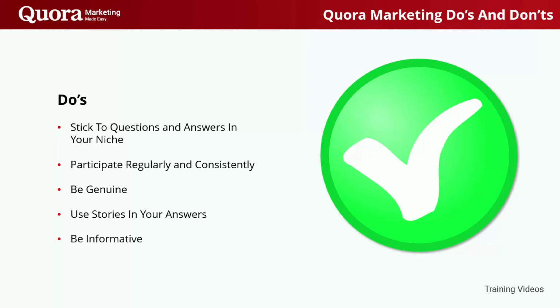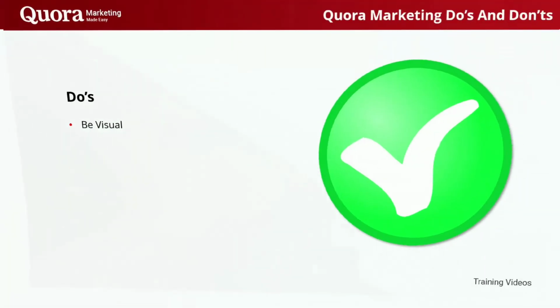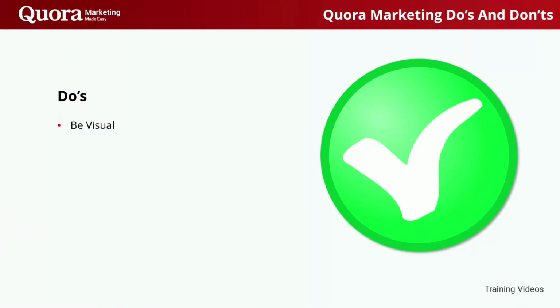Be informative. When answering a question or contributing with a reply, focus on being informative instead of promotional. Only do brand mentions when necessary. Be visual. Quora answers that include images attract more replies and views than answers without them. So, it is important that you include an image as long as it fits the context of your answer.